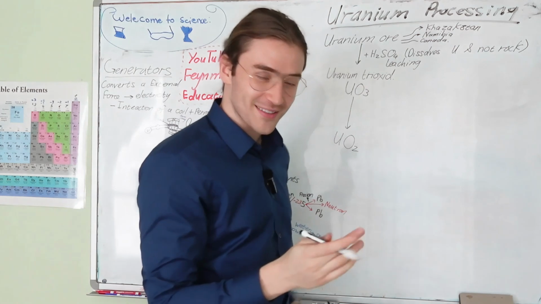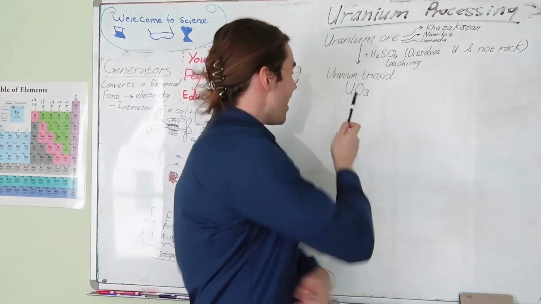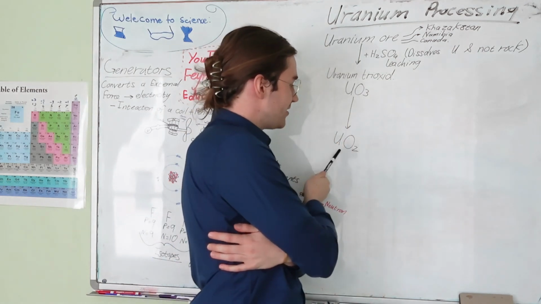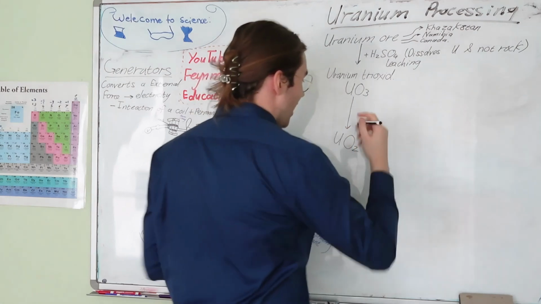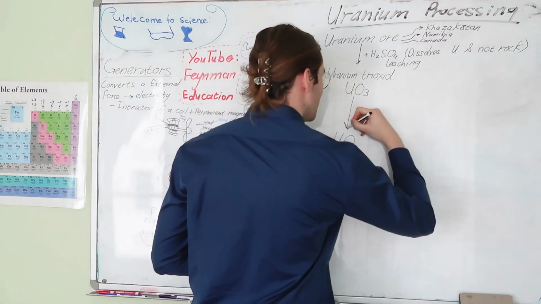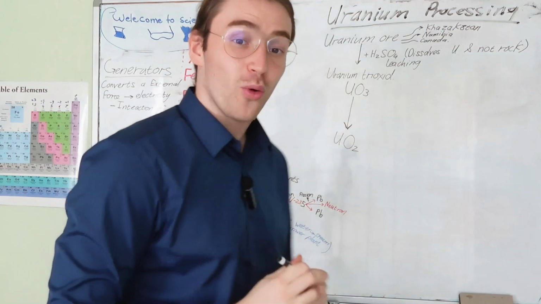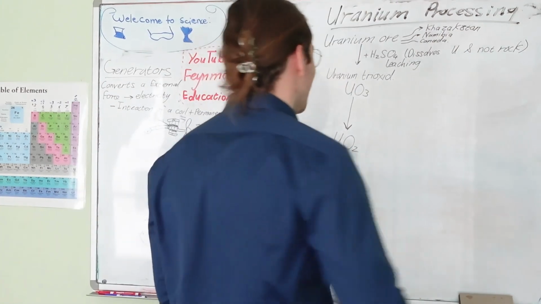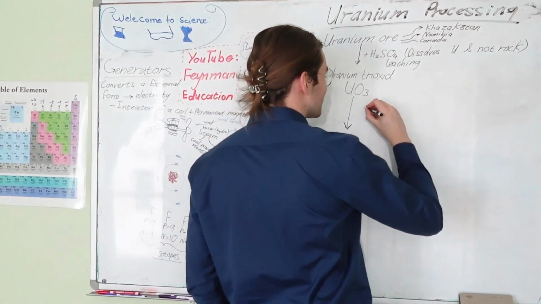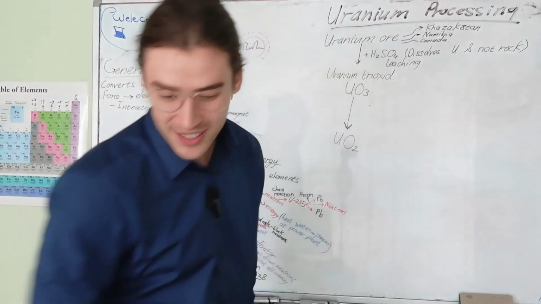So, this is where some of our previous lessons are going to come in handy. How does uranium dioxide come from uranium trioxide? Or how do we get uranium dioxide from uranium trioxide? Does anyone know what this process would be called? This, people, is a reduction reaction. Okay, it is being reduced.